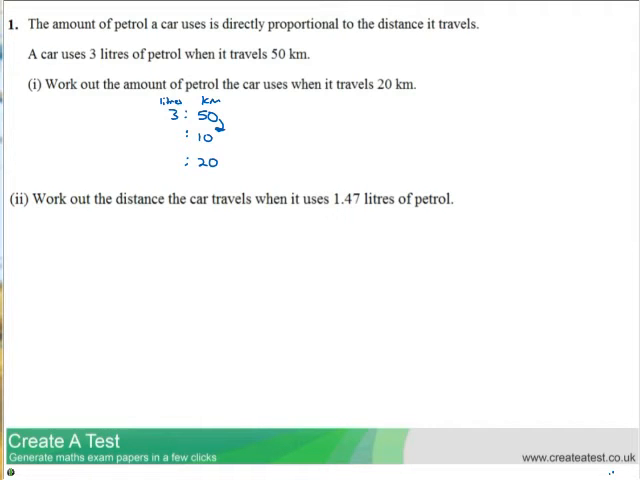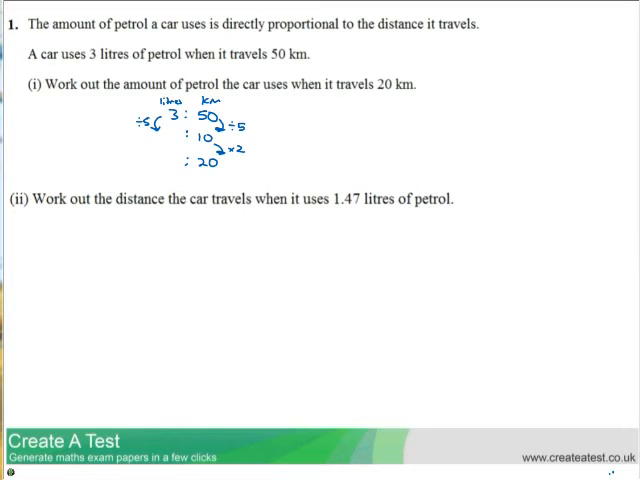And we're thinking about equivalent ratios here. I divide by 5. We all know a ratio: if I divide both sides of the ratio by the same number, I get an equivalent ratio. And then how am I going to get from 10 to 20? Well, I'm going to multiply by 2. So I need to do exactly the same to the other side of the ratio to keep it equivalent.